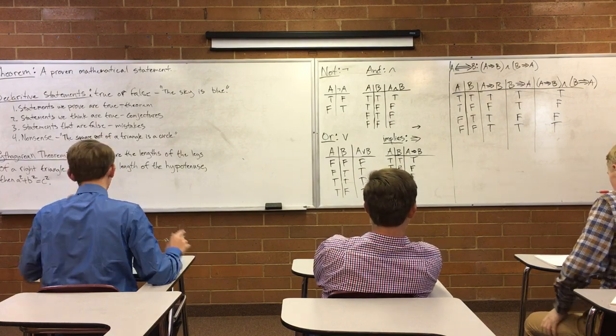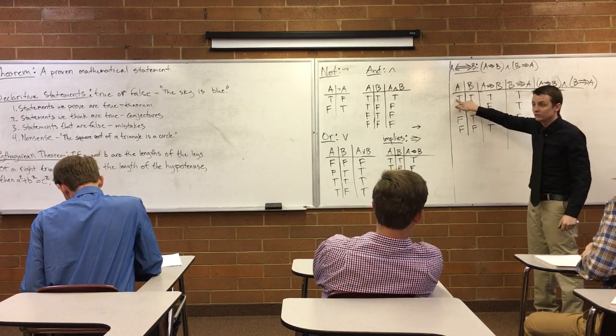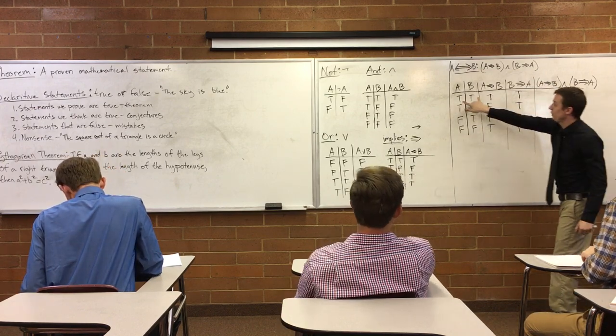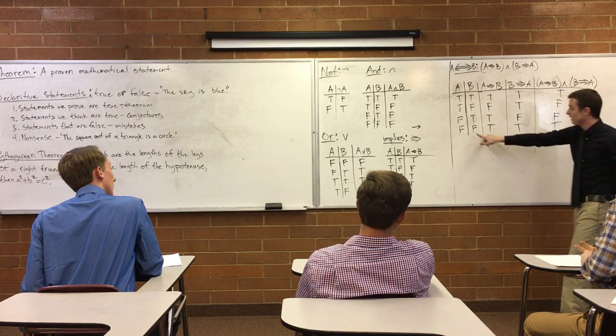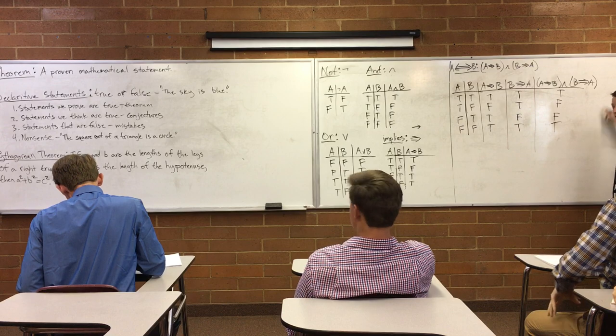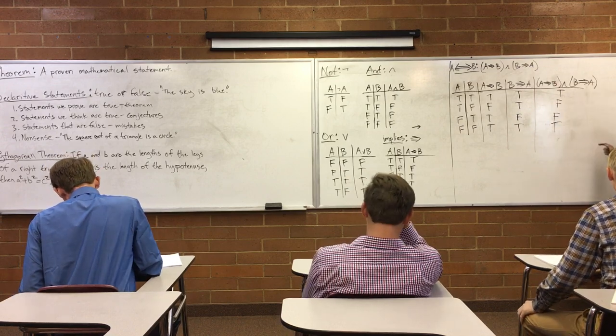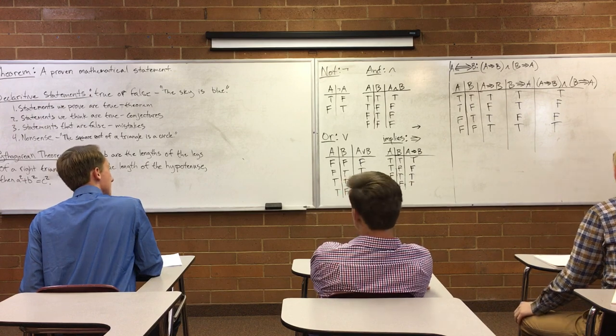So notice that this was true only when A and B had the same values. It was true here when A and B were both true. It was true here when A and B were both false. So all this is a way of saying A and B have the same value, where A and B are logically equivalent. You with me?